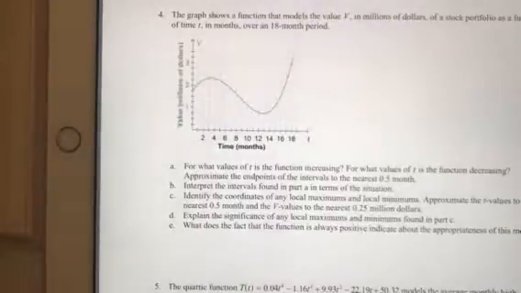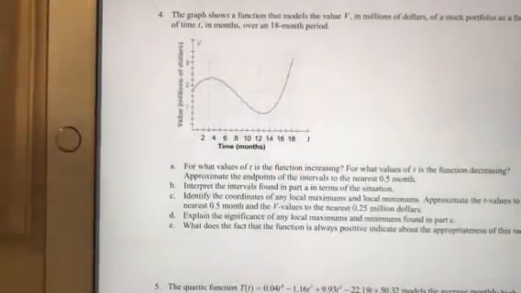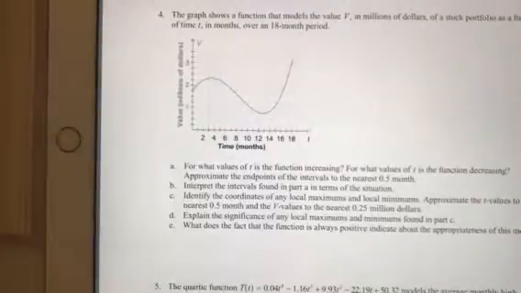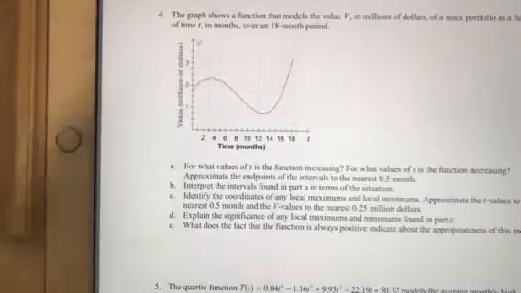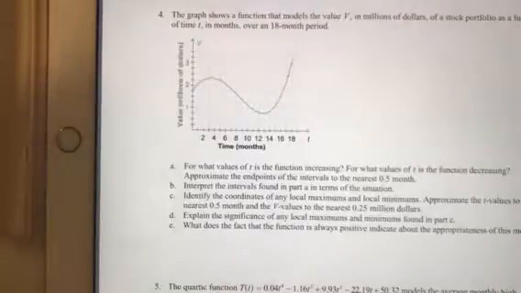That's my guess. Interpret the intervals found in part A in terms of the situation. So we're talking about a stock portfolio and valuation, right? It's the value. So the periods of increasing is when the value is going up, and the decreasing is when the value is going down. That's really not difficult.